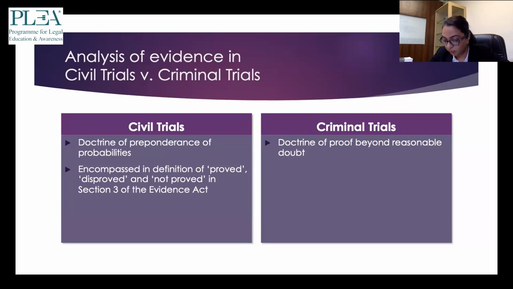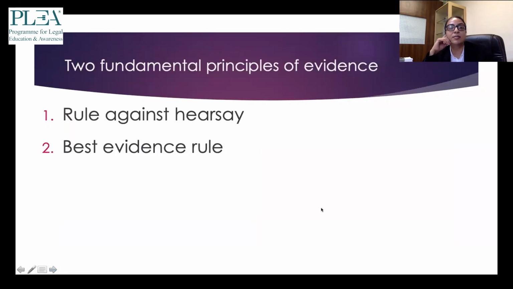SC 1534. Now we get to the next slide, which is: there are two fundamental principles of evidence which we must keep in mind. The first is the rule against hearsay. Now, what does hearsay mean? It is a basic principle of evidence that evidence must be direct. So if you want to prove that a fact exists, a person who himself knows that that fact exists must give evidence. Why is that? Why is this a basic principle of evidence?